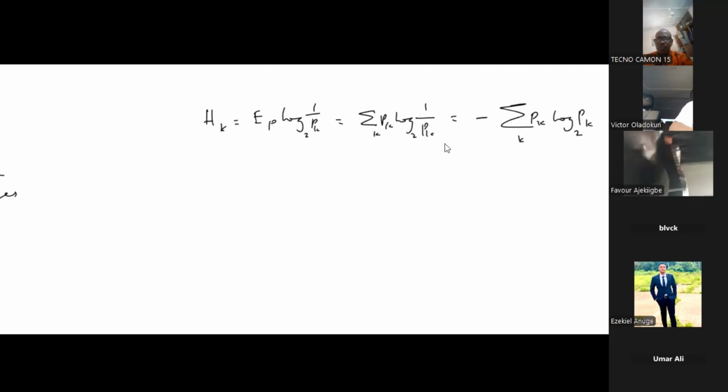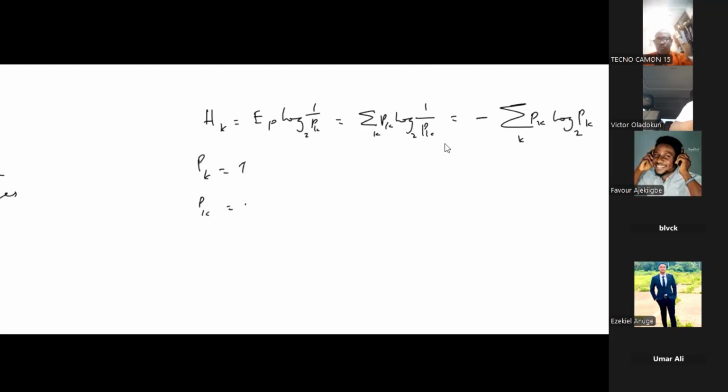So in evaluating the properties, what if the probability distribution is either certain or impossible? That is, P sub k is either 1 or P sub k is 0. So we are saying that this event is sure, that's when it's 1, or it is impossible, meaning 0. It cannot happen.